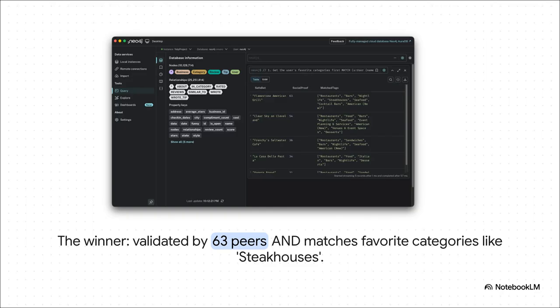And here it is, the winning result from our expert model. Get this. The top recommendation is validated by 63 similar users. That is some serious social proof. But it also perfectly matches the user's favorite categories like steakhouses and seafood. So it's not just popular, it's popular with the right people, and it's personally relevant. That is the power of a hybrid engine.